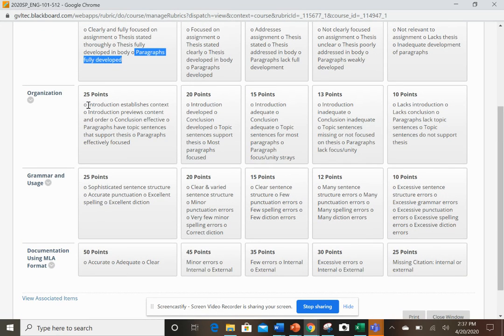Organization, same as always. Your introduction establishes context. That's that background information. Don't forget to cite it, kids. Introduction previews content in order. If you've done your thesis correctly, check that off. Your conclusion's effective. So just remember, don't bring in anything new. Just sum up what was already discussed. Even if the conclusion is just that we don't have one single answer or the jury's still out on something, so to speak, that's fine.